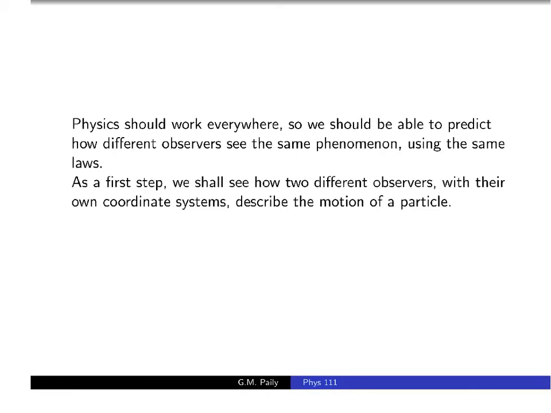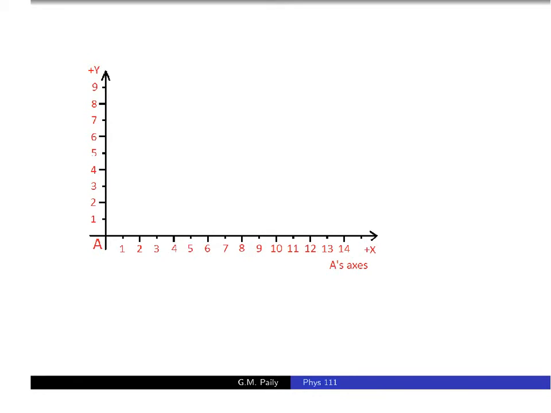To start off, we will see how different observers, each with their own coordinate systems, describe the motion of a particle. Here is A with his axes. He is observing a particle P. He draws a position vector starting from his origin and pointing to P. He calls this the position of P with respect to A.